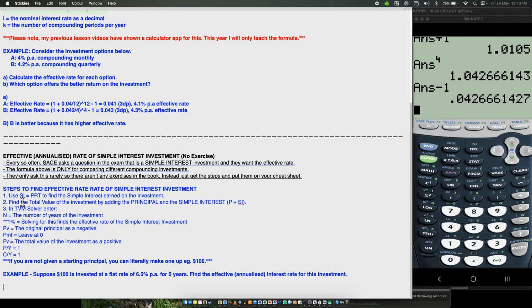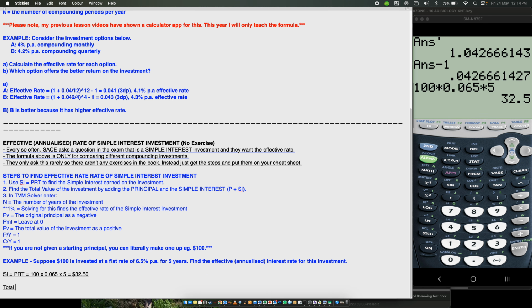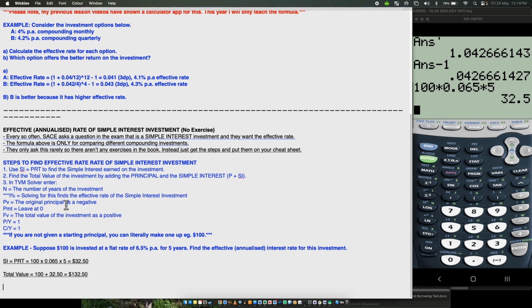Step 1. Use SI is equal to PRT to find the simple interest earned. So SI equals PRT. I invested 100 times by a rate of 6.5, so 0.065 times by 5 years. That would earn $32.50 in interest. Step 2, find the total value of the investment by adding the principal and the simple interest together. So total value, I put in 100, I earned $32.50, so the total is going to be $132.50. And then you have a whole bunch of TVM solver stuff to do.